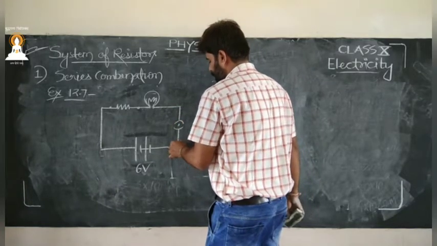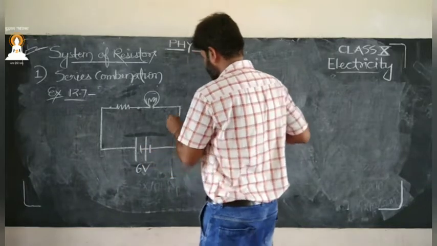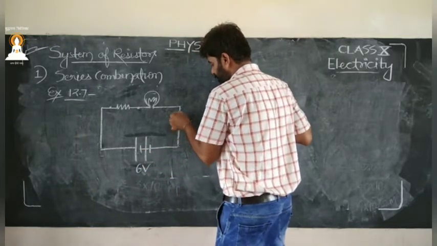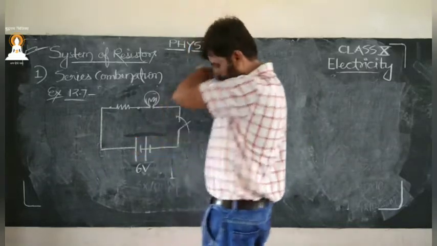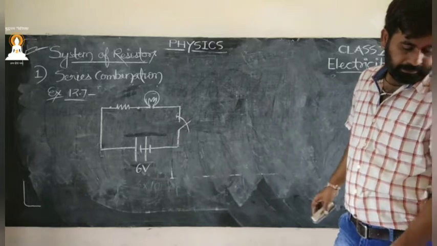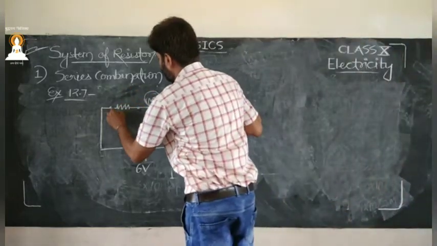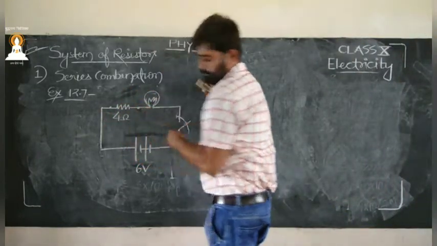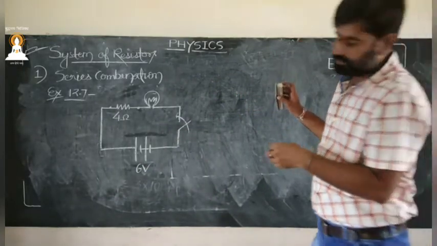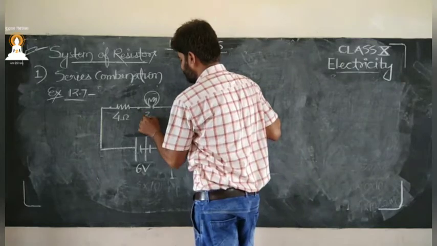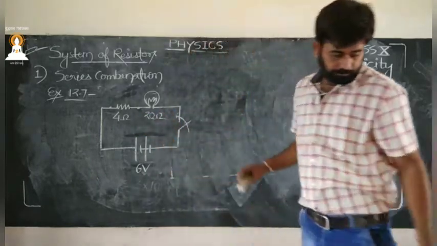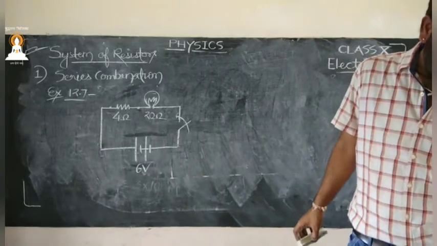Okay, now the key might be like this and it might be like this. Suppose like this. Now they have said that we are having a resistance of 4 ohm and a lamp whose resistance is 20 ohm. Now calculate A part, total resistance.